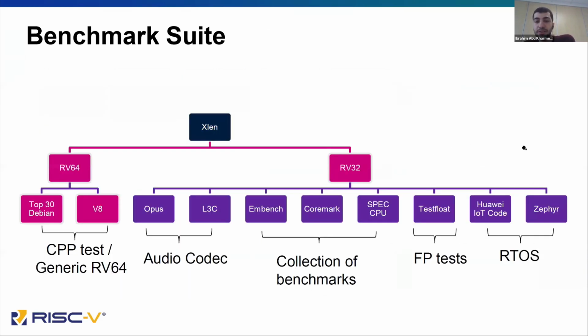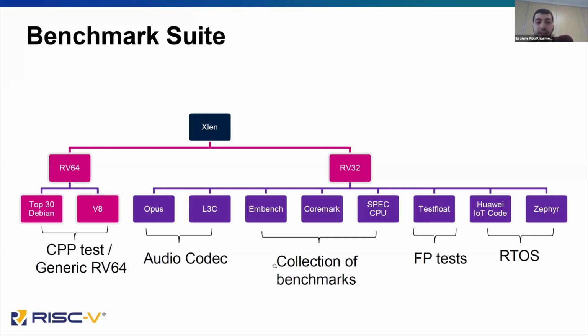So to actually achieve all these goals, to consider all these factors, we are currently using this suite of benchmarks. We are using the top 30 biggest Debian packages recompiled for RISC-V 64 bits, and we're also using the V8 JavaScript engine. V8 is generally written in C++, so that's a good use for C++ tests.